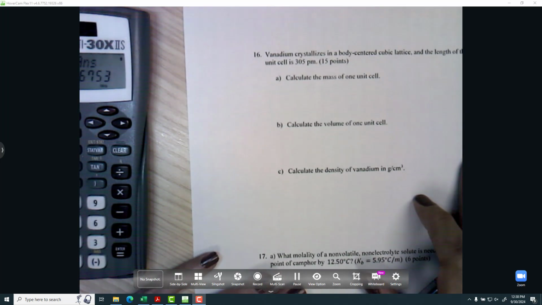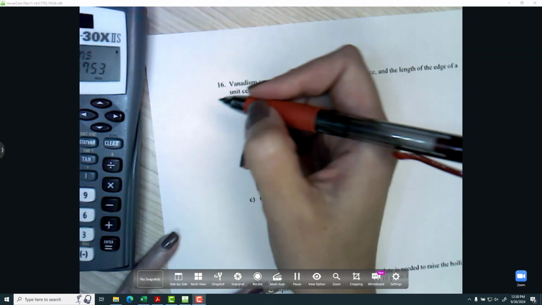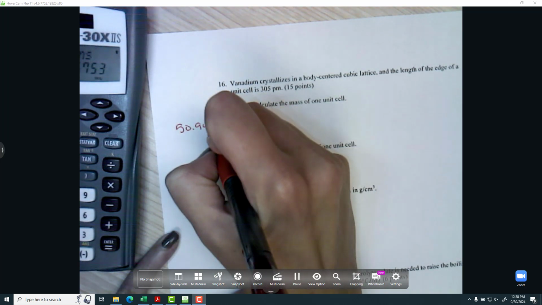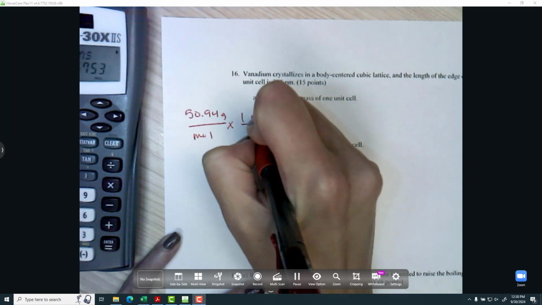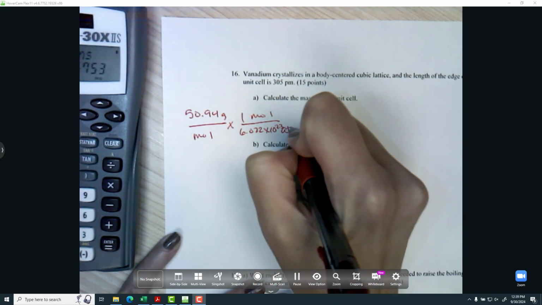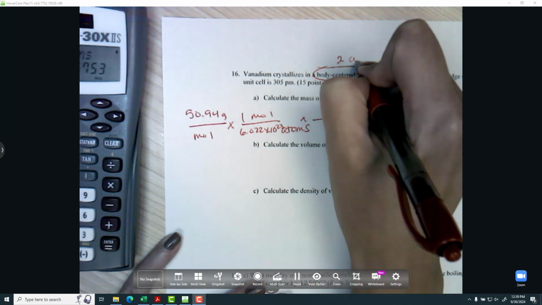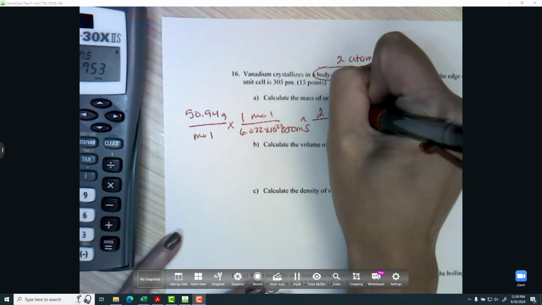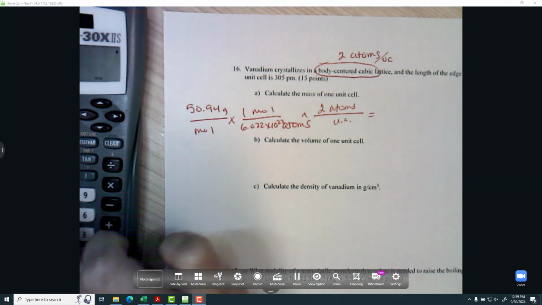Okay, a good old crystal structure calculation. I'll start with the mass. So I'm pulling up my periodic table and looking up the mass of vanadium, and it's 50.94. Remember, that's grams per mole. Then I'm going to use Avogadro's number to get that to grams per atom. And then I'm going to use the fact that it's body-centered cubic, and we talked earlier about how that means there's 2 atoms per unit cell, to figure out how many grams per unit cell.